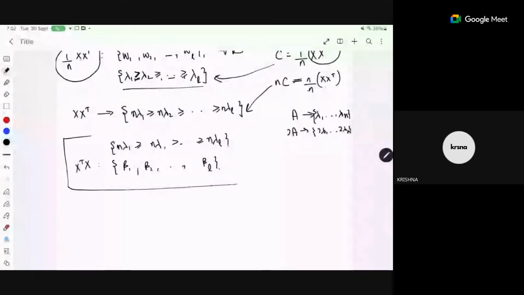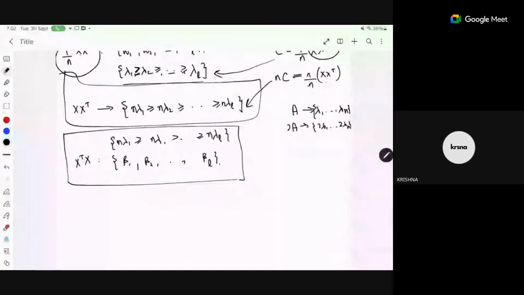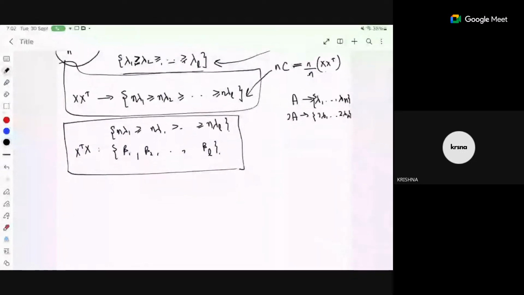Okay. This is for the matrix K, and this is for the matrix C. All right. So we have to take this again. I mean, my beta K has to be in such a way that its length is 1.